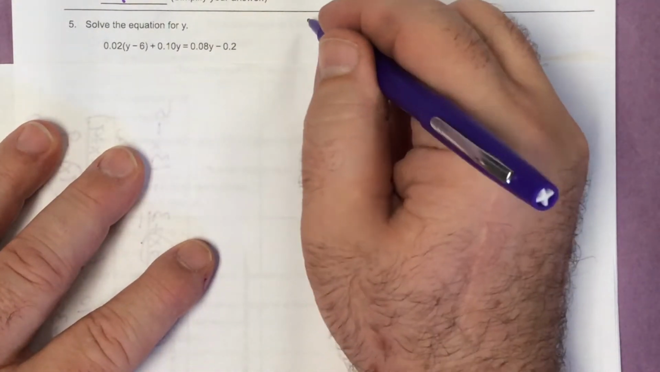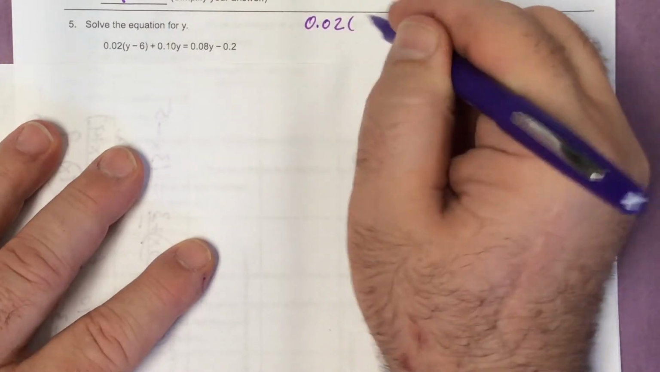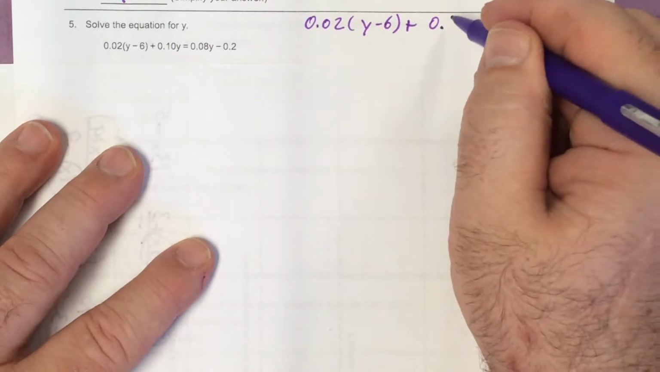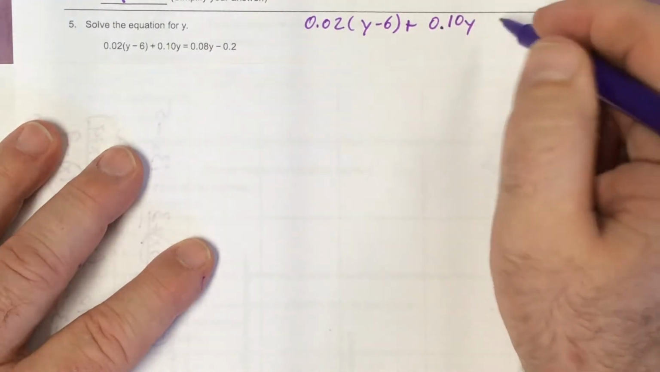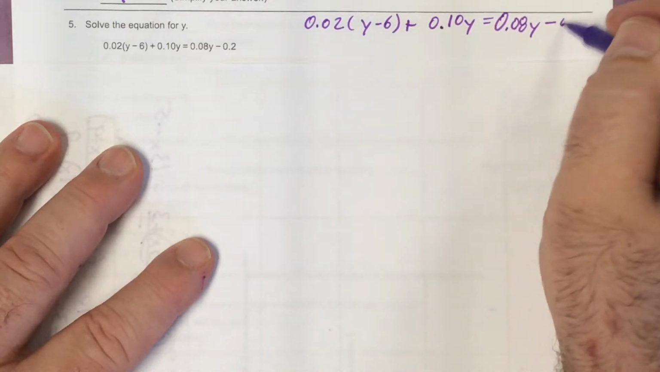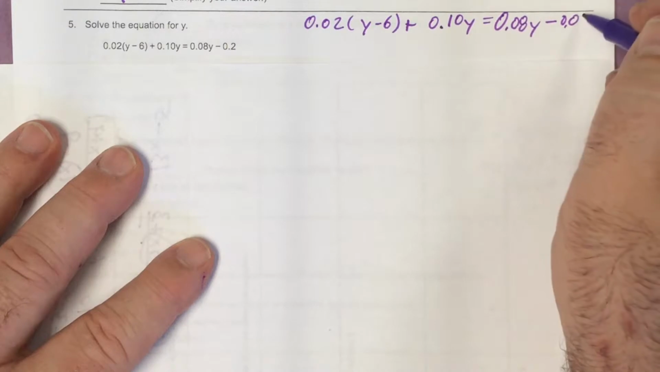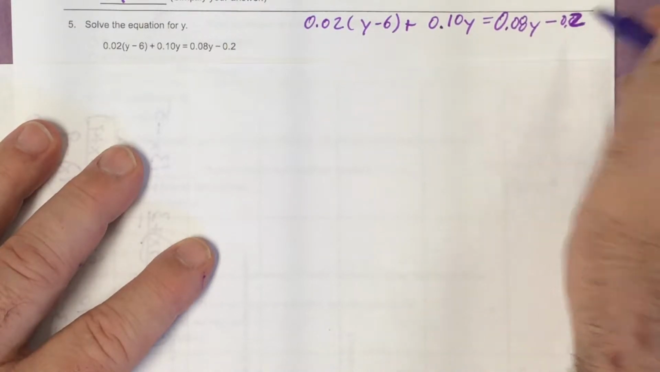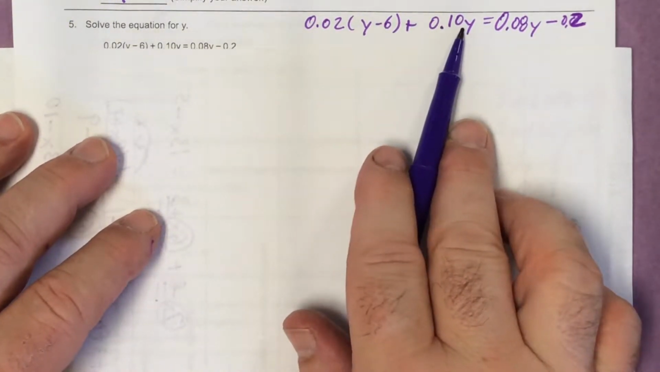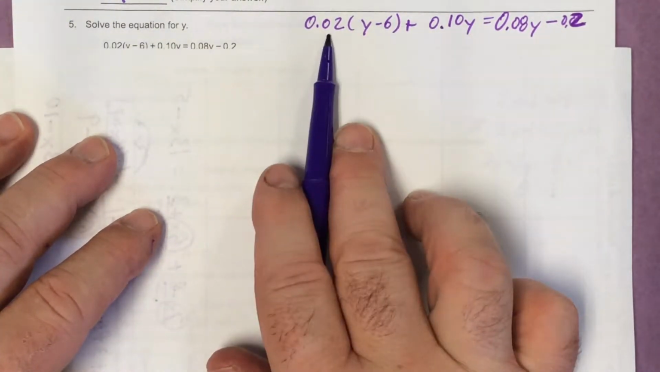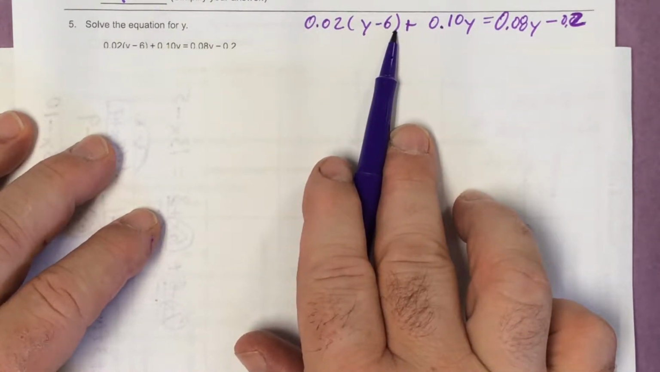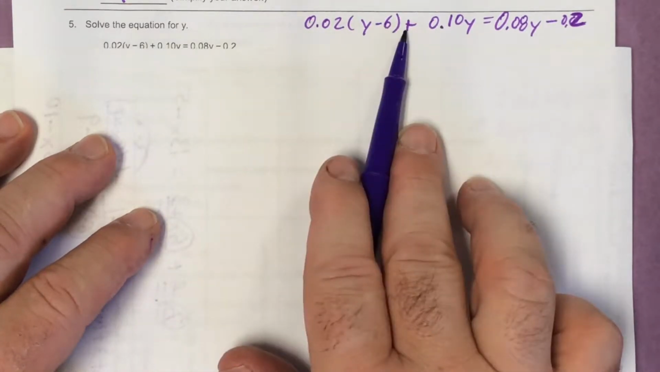So let's go ahead and write this out. 0.02 times y minus 6 plus 0.10y equals 0.08y minus 0.2. What I see is that this has two decimal places, this has two decimal places, this has one, and this has two. I'm counting this whole thing as one term, if you will. I'm waiting to see the plus sign.